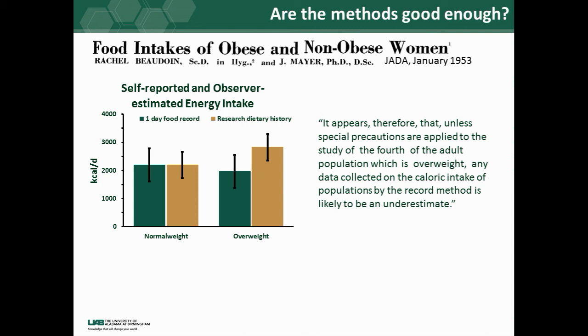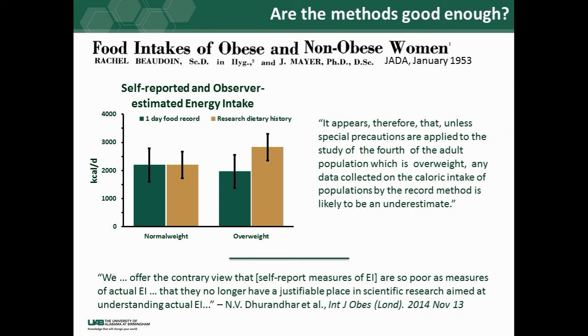And they concluded that it appears, therefore, that unless special precautions are applied to the study of the fourth of the adult population which is overweight, any data collected on the caloric intake of populations by the record method is likely to be an underestimate. So here we see, if you look at the graph, the overweight women thought they were eating a lot less than they were. And this led a group of us this last year to put out a call to stop using these data.